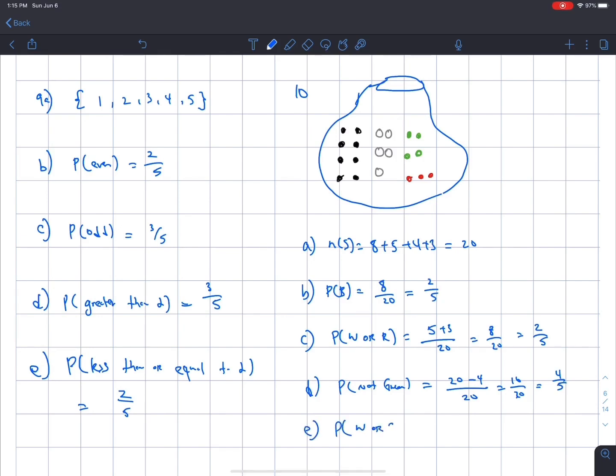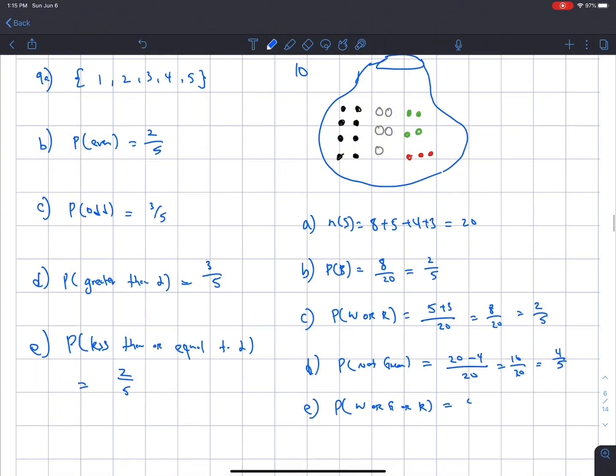White or green or red. So 5 white, 4 green, and 3 red out of 20 marbles. That's 12 out of 20. And then divide both by 4 to get 3 out of 5. And that's it for question 10.